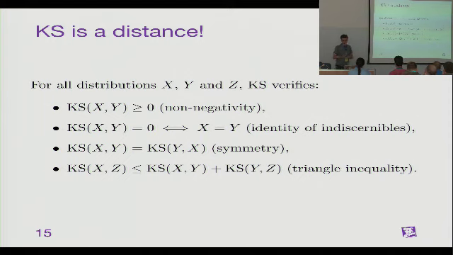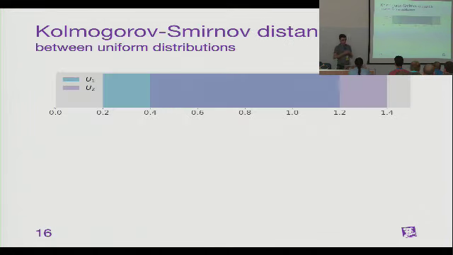So we have a metric space, so this is great, but we still need to make sure that the distance is powerful enough so that we can detect all the anomalies. And a way to know how this distance works is to look at some examples. So we can start with uniform distributions. So we have two uniform distributions that are shifted from each other.